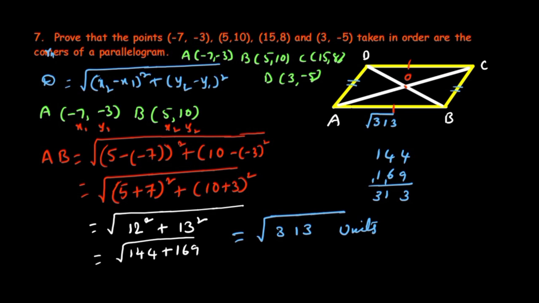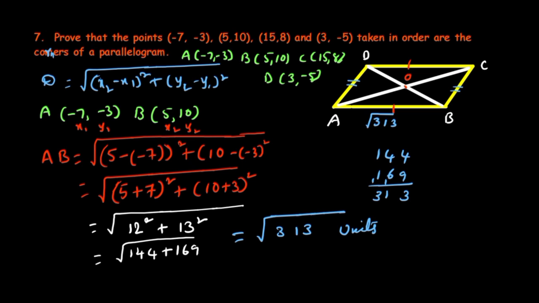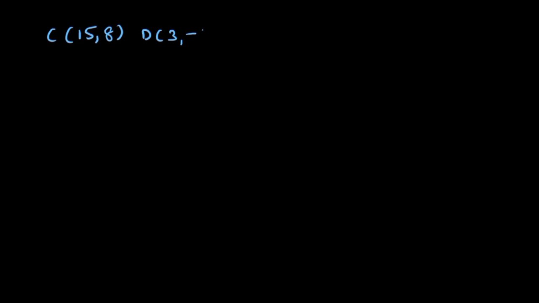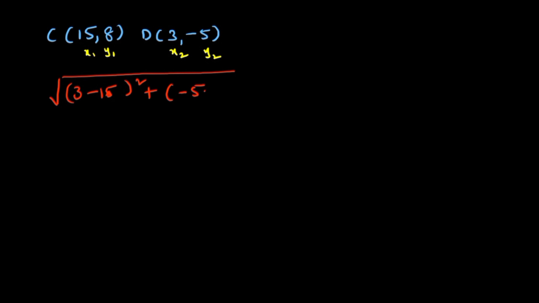Okay, now we should find its opposite side, right? Now what is the opposite side here? CD. So what is C? C is (15, 8) and D is (3, -5), right? So this is x1, y1 and here we have x2, y2. Now root of x2 minus x1, that is 3 minus 15 whole square, y2 minus y1, minus 5 minus 8 whole square, right? That means root of 3 minus 15, that is minus 12 whole square, and minus 5 minus 8, minus 13 whole square.